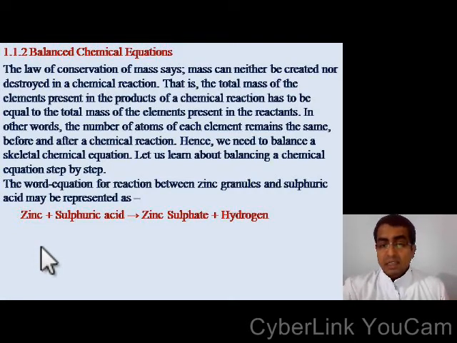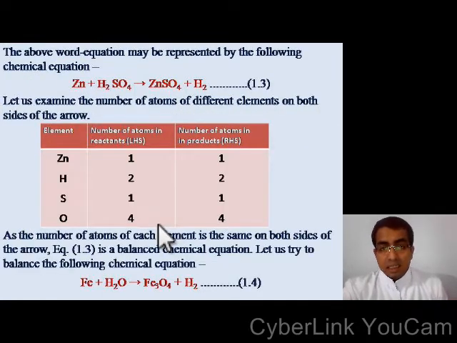The word equation for the reaction between zinc granules and sulfuric acid may be represented as: zinc plus sulfuric acid will give you zinc sulfate plus hydrogen. This word equation may be represented by the following chemical equation. Zn is the formula for zinc. Zn plus H2SO4, sulfuric acid, will give ZnSO4, zinc sulfate, plus H2, hydrogen.